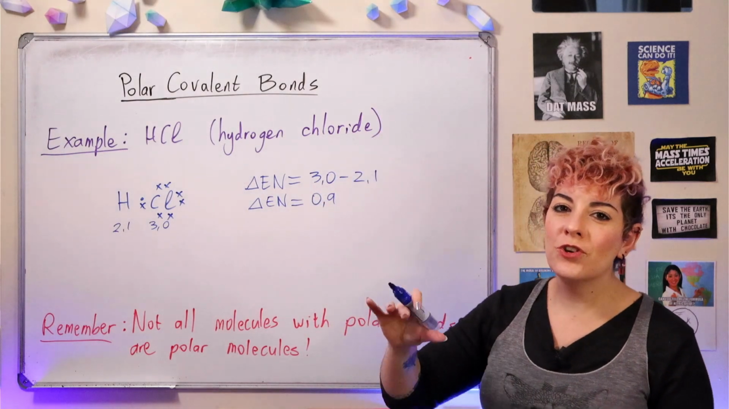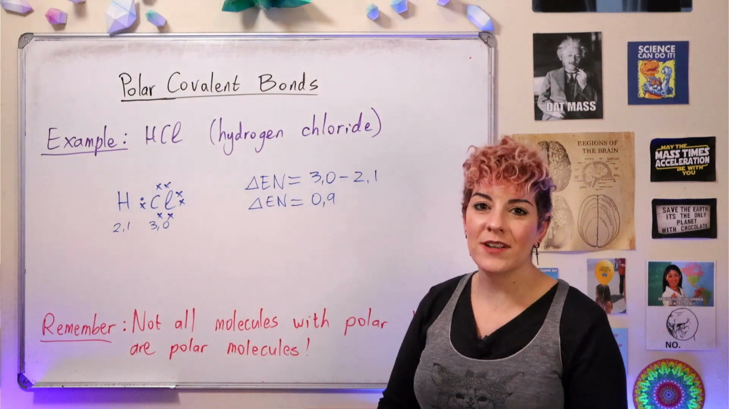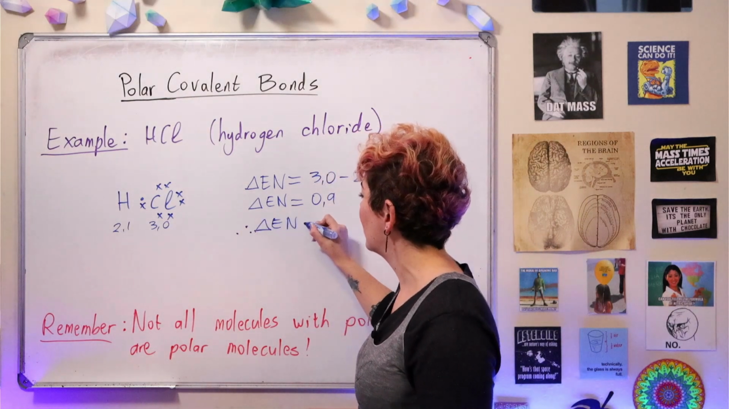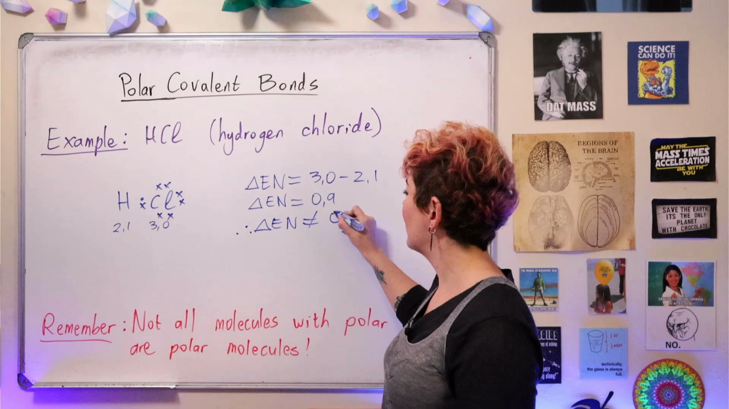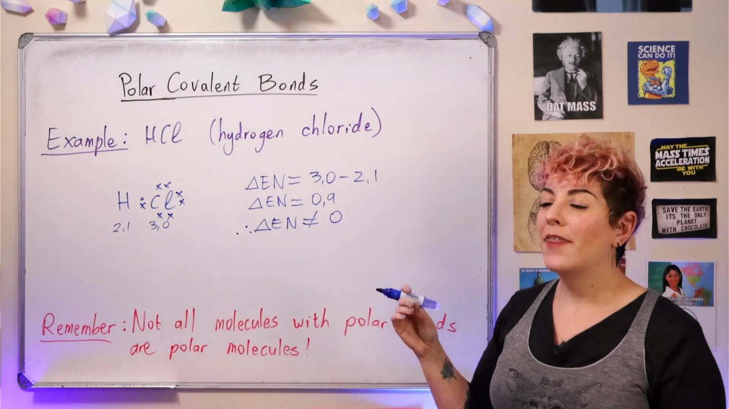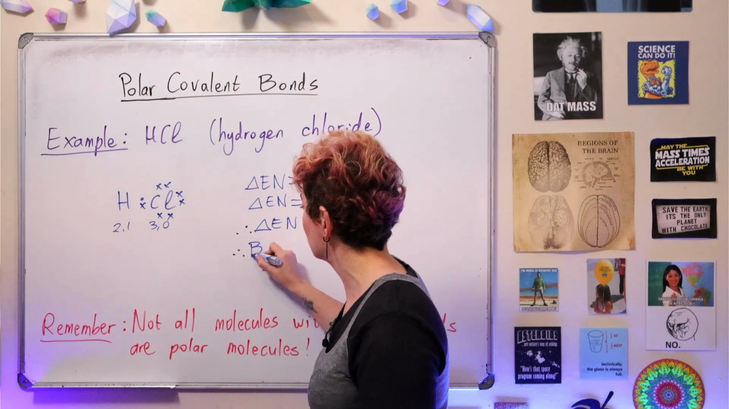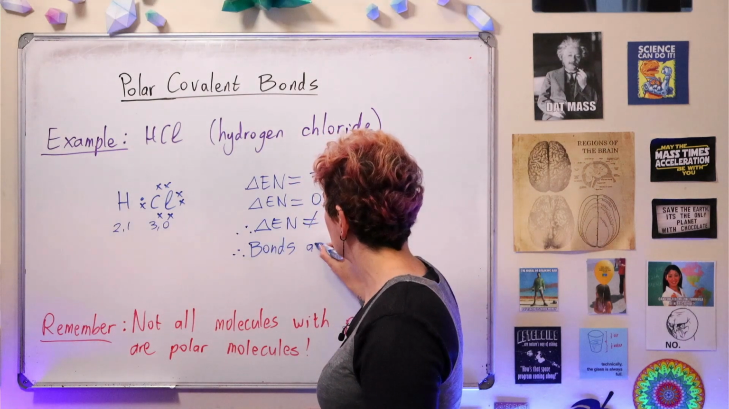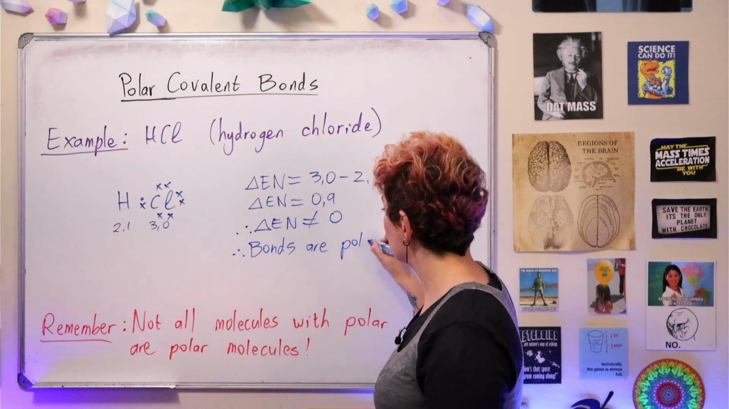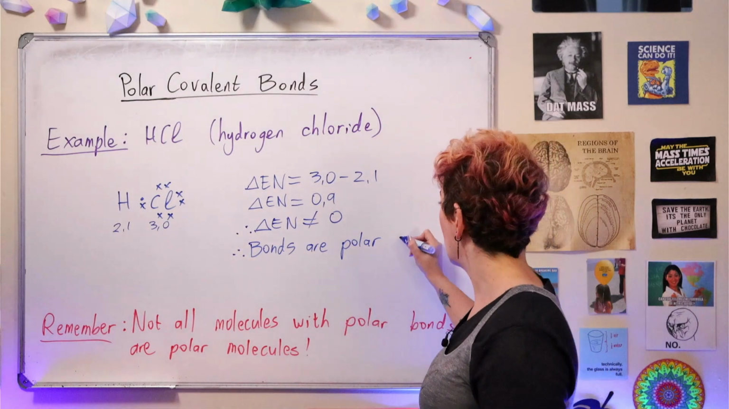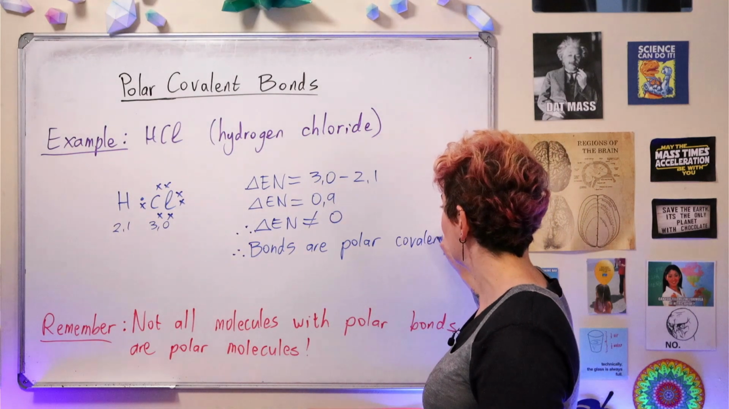Now, as soon as your electronegativity difference is not equal to 0, which it isn't in this case, it is 0,9, so not equal to 0, that tells us these bonds are polar covalent. Right, let's add our conclusion over here. So as soon as the electronegativity difference is not equal to 0, the bonds are polar covalent.